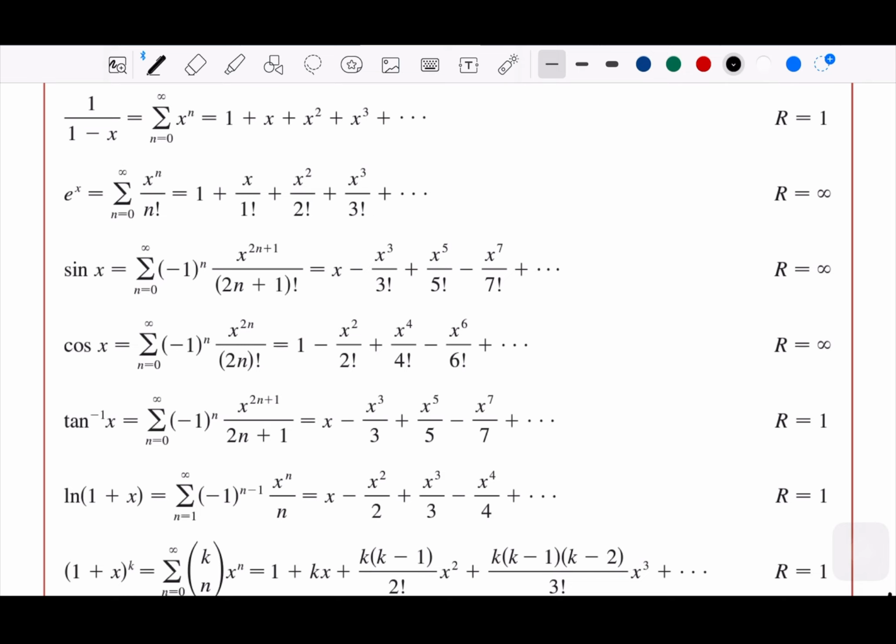This one you can take a look at and observe, but I think we don't really have much discussion for it.